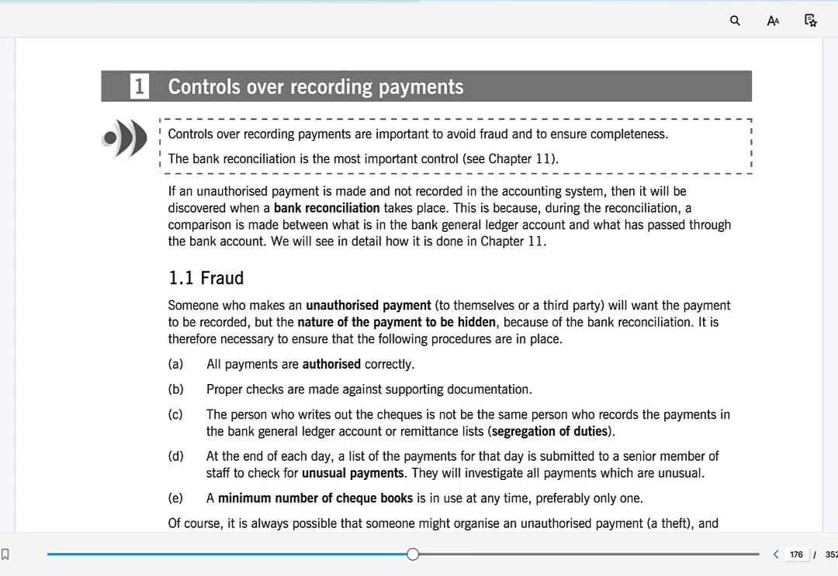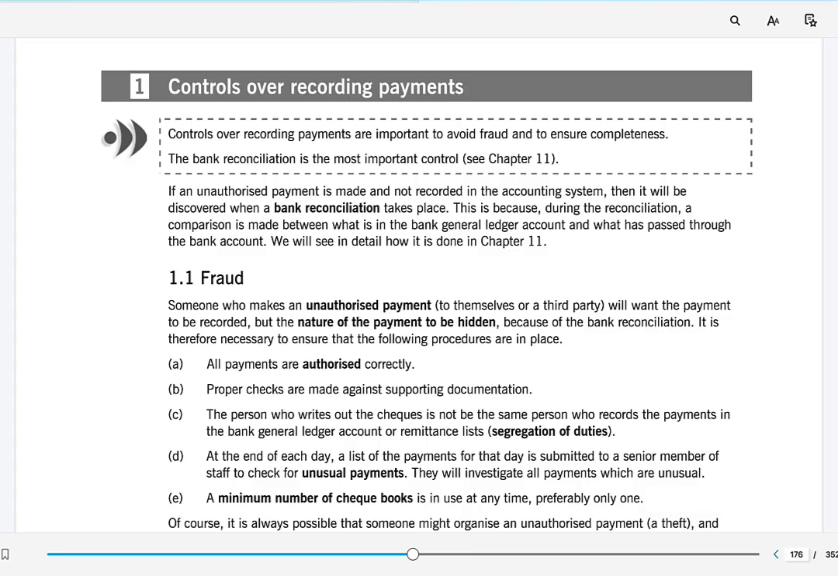Quick summary of Lesson 1. Lesson 1 teaches us that payments must be controlled. Payments must be checked using documents. Payments must be authorized by the right person. Payments must be made securely. Payments must be recorded correctly. Payments must be checked later, especially using bank reconciliation. This creates a strong system that prevents mistakes and prevents fraud, and it ensures all payments are recorded, meaning completeness.